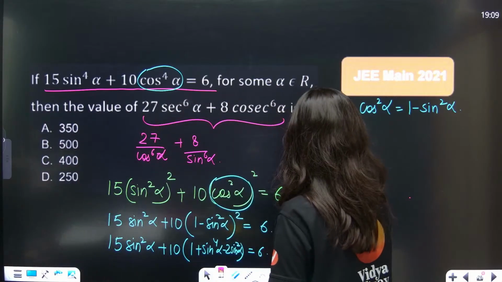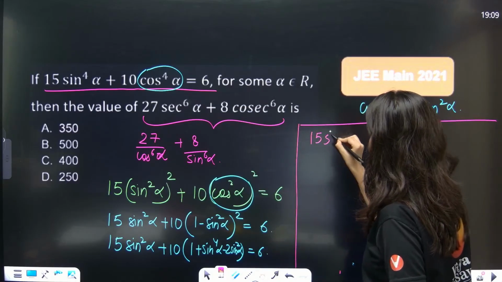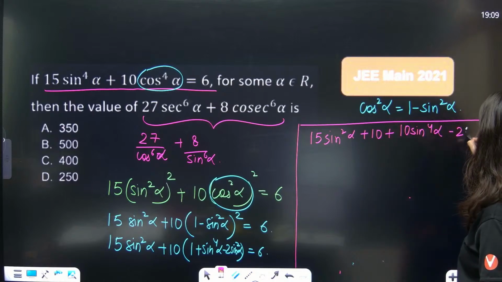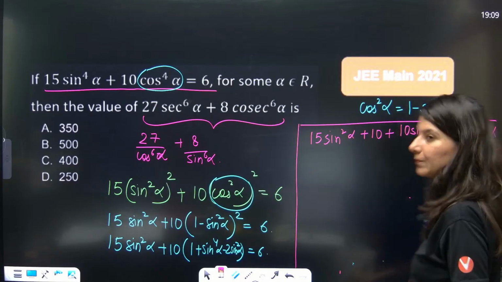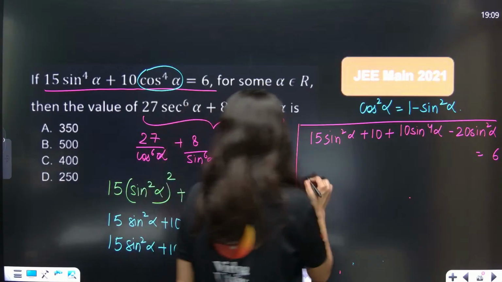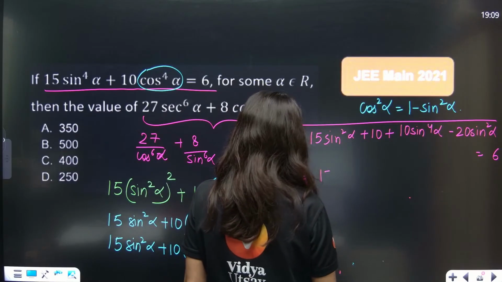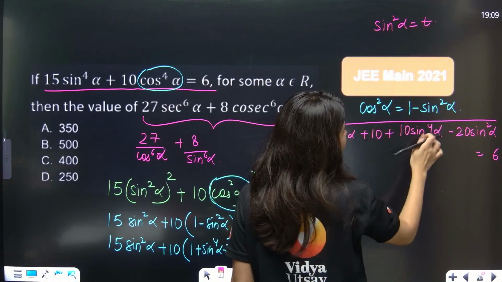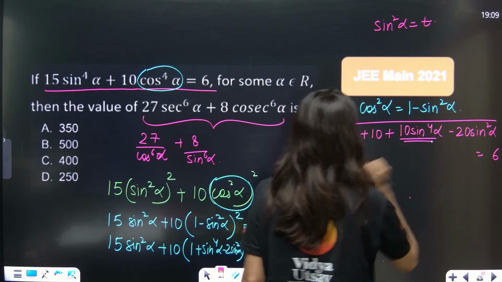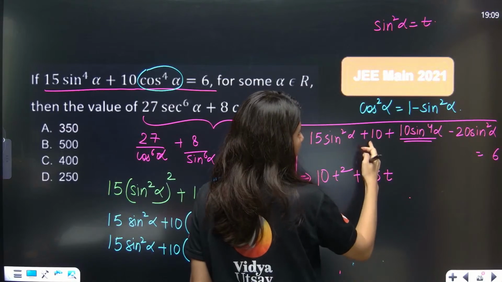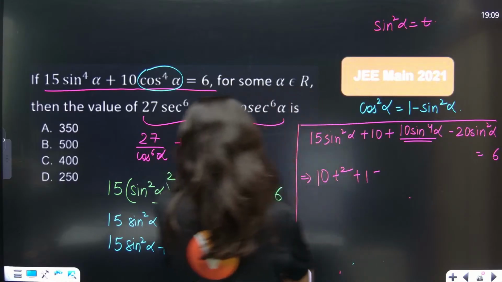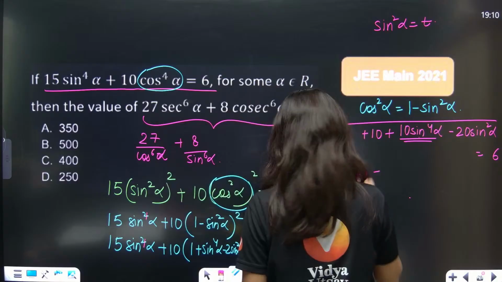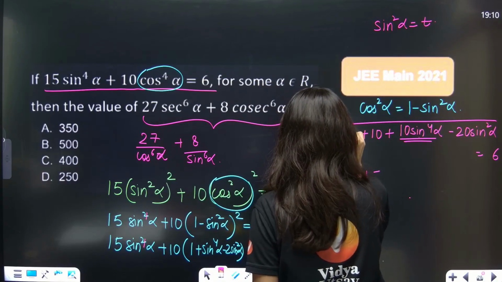Everybody getting it? Now just solve: 15 sine square alpha plus 10 plus 10 sine power 4 alpha minus 20 sine square alpha is equal to 6. Doing it one by one. Rather than that, can you see 10 sine power 4 alpha? I'm going to put sine square alpha equal to t, so this will be t square. Sorry, am I doing anything wrong? This is power 4, no, this is power 4. Sorry, oops, power 4. So this is 15 sine power 4.